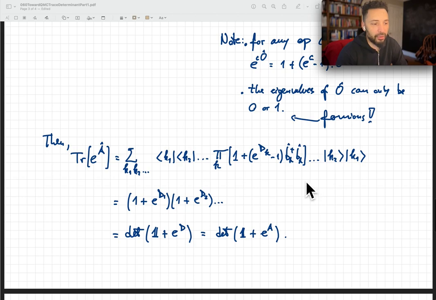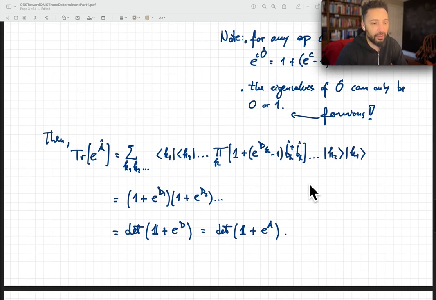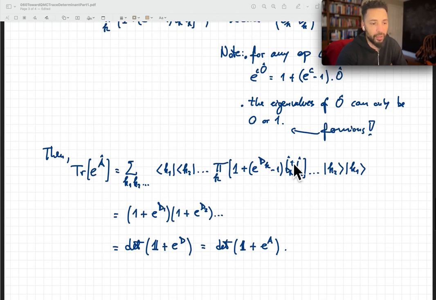And when that happens, you sum over these k1s and occupation numbers, and all you can have is 0 or 1, because the eigenvalues of the operator b_k dagger b_k can only be 0 or 1. And so what we get then when we sandwich with k1, for example, the term that has b1, is that when the eigenvalue is 0, we get the 1, and that's this 1 over here. And when the eigenvalue is 1, the 1 cancels with this 1, and we get just e to the d sub 1. And so that's this term here. So that happens for k1.